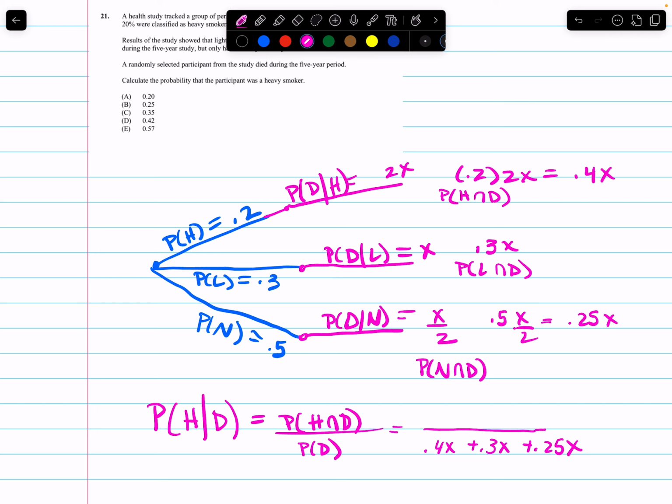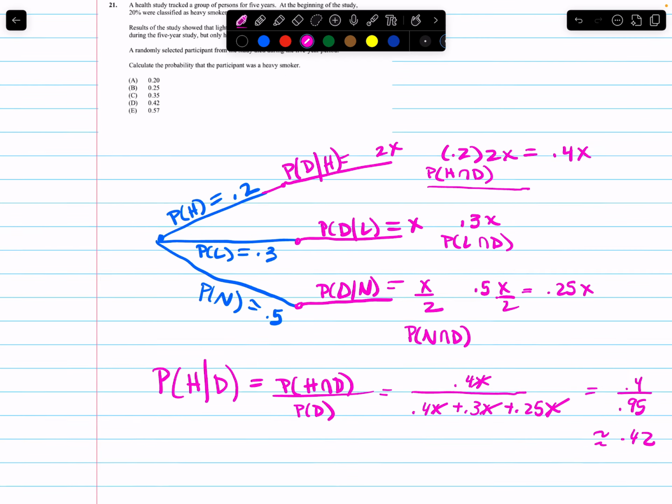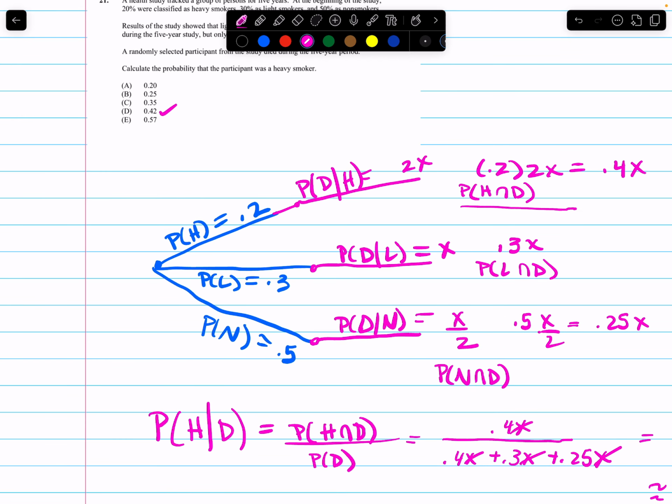The probability that you're a heavy smoker and dying is this top one, which is 0.4x. So we see here we don't actually need to know what x is because our x's are going to cancel from top and bottom. So we're left with 0.4 over 0.95, which is about 0.42, maybe and some change. So our answer is D. Did you get it?